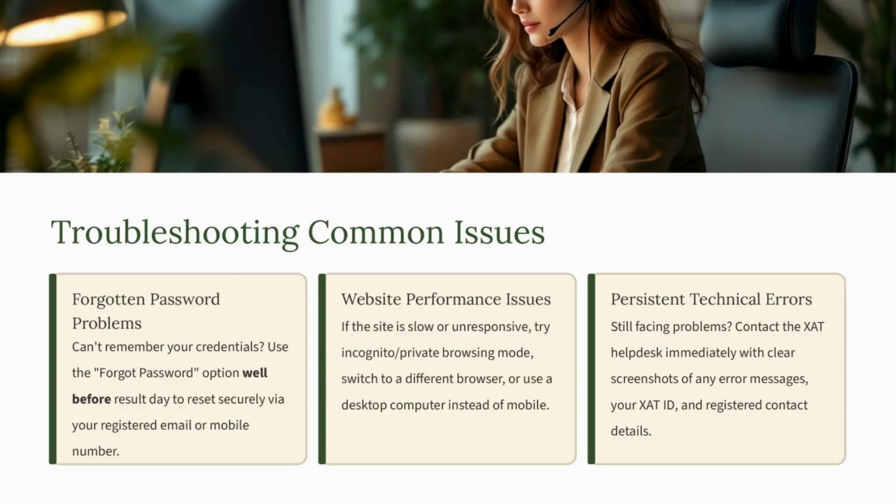If you face any issues while downloading your result, here's how you can handle them. If you have forgotten your password, use the Forgot Password option and reset it using your registered email or mobile number. If the website is slow or unresponsive, try incognito mode, switch browsers or use a desktop instead of your mobile. In case of persistent technical errors, contact the XAT help desk immediately. Make sure to keep screenshots of the error, your XAT ID and registered contact details ready.